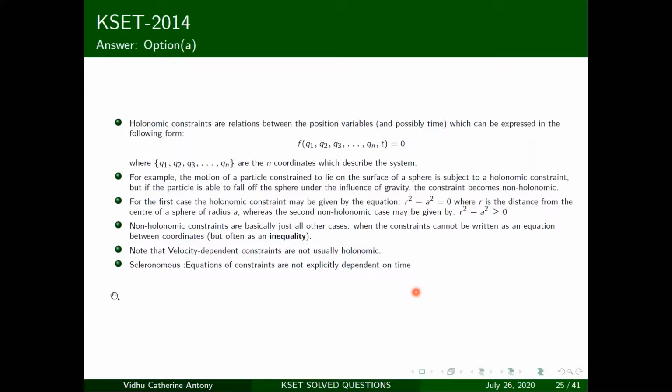Now let's look at scleronomous. These are equations of constraints which are not explicitly dependent on time. And your reonomous are equations of constraint that contain time as an explicit variable.